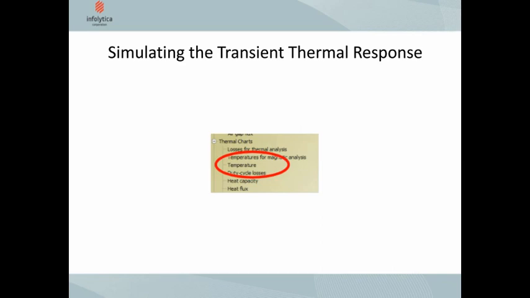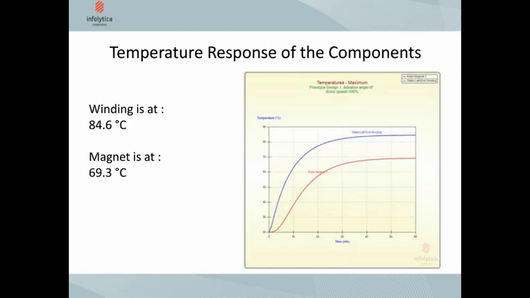So this is a representative example. I've run the test for 60 minutes. Because of the number of components, I've chosen to pick 2 of them to depict in the graph. But you can see here that for both components, the winding has stabilized to a temperature of just under 85 degrees C. The magnet has stabilized to a temperature just under 70 degrees C.